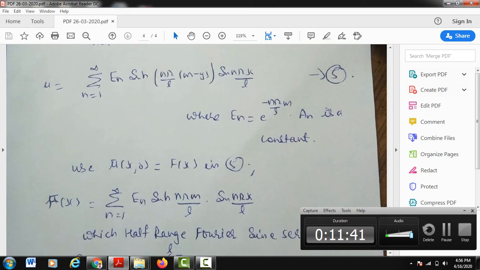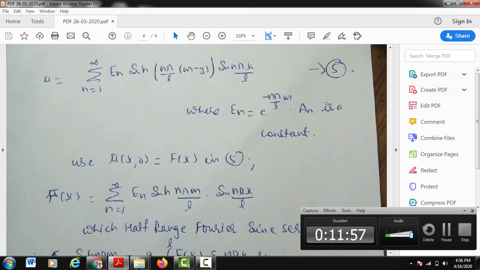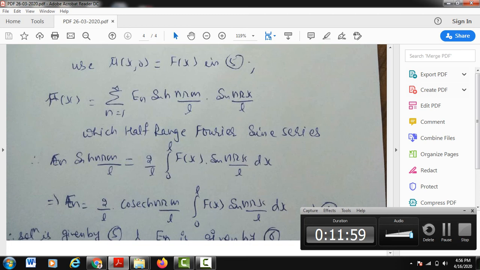So if I put y is equal to 0 in equation number 5, u will be replaced with capital F of x, equal to sigma n varies from 1 to infinity E_n sinh(n pi m over L), as y will get 0, times sin n pi x over L. So this is your half range Fourier sine series. So this constant, now the constant will be taken as E_n sinh(n pi m over L).